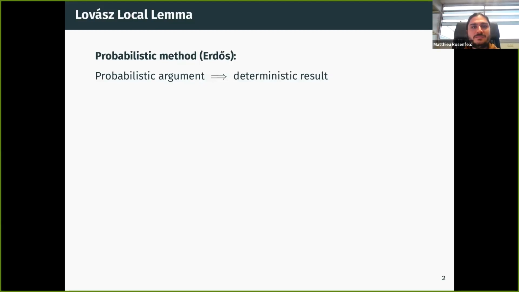Most of you might be familiar with the probabilistic method from Erdős, in which you use some probabilistic argument to prove some deterministic result, for instance to prove that there exists at least one object with some desired property.